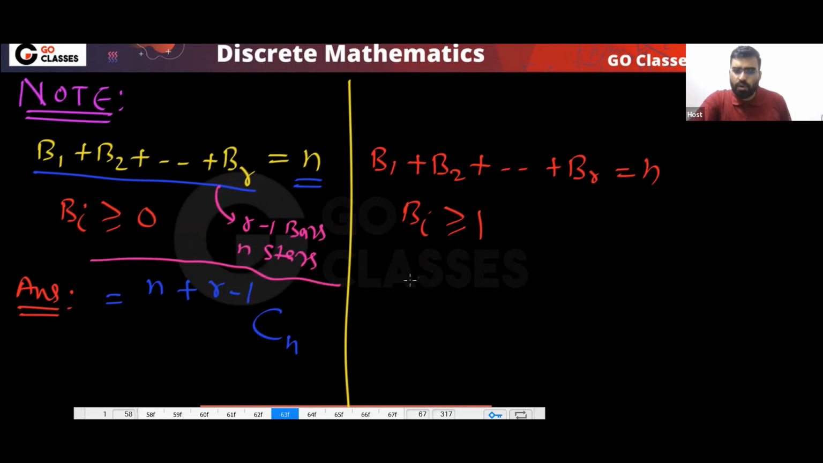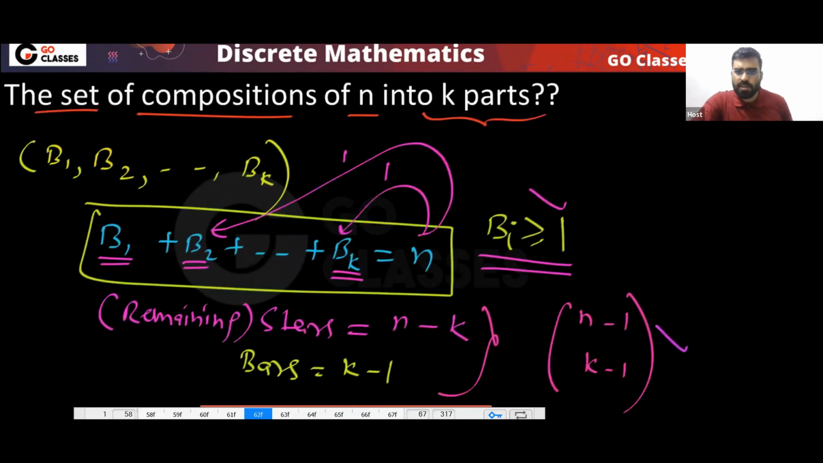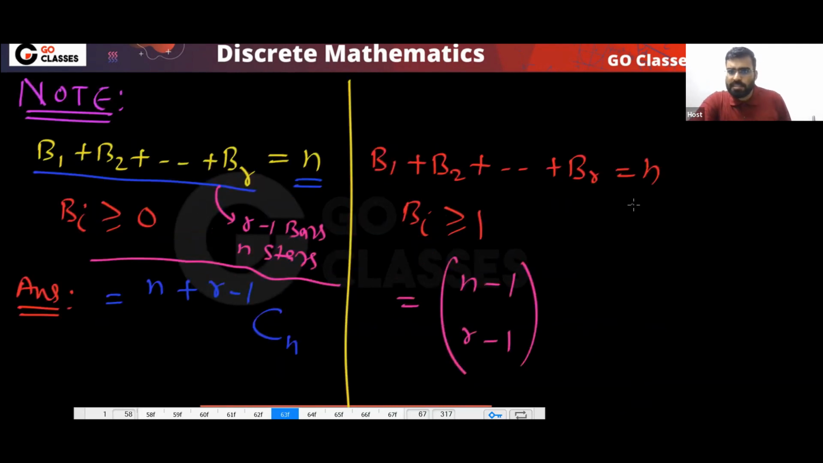And here what will be the formula? Here the formula will be n minus 1 C r minus 1. Just check it. Is it the correct formula? Okay, so here basically the bars will be r minus 1 and the stars will be n minus r. So here what will you get? Total is n minus 1 C r minus 1.